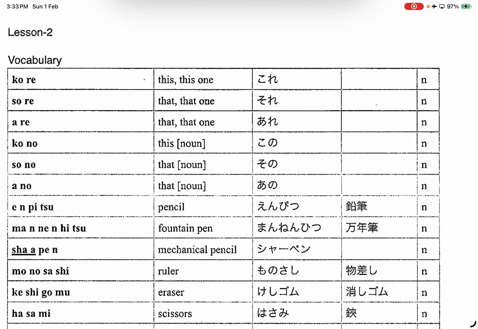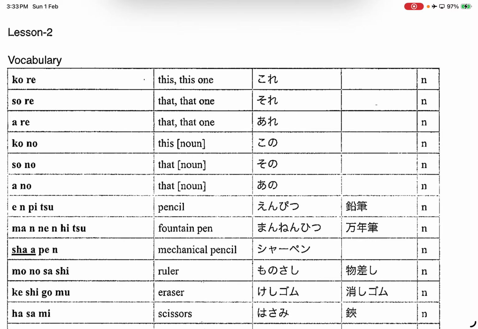Okay, just repeat after me. 31. Okay, next, first one. kore, kore, sore, sore, are, are. We'll talk about what all of these are in a while, but for now the translation is just beside it.